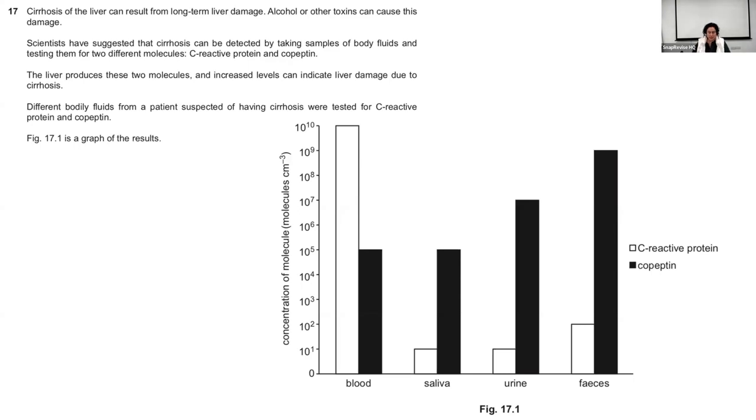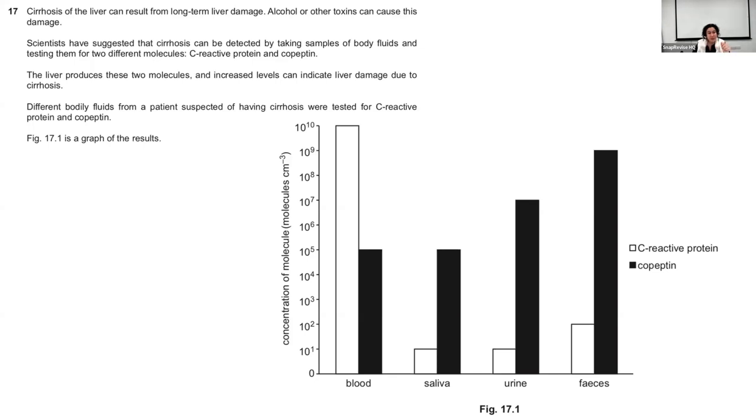So this is the full question. Cirrhosis of the liver can result from long-term liver damage, and alcohol or other toxins can cause this damage. Scientists have suggested that cirrhosis can be detected by taking samples of body fluids. Oh, sorry, yes, we were meant to read this first. Sorry, guys, completely my bad. It's just the slides were a bit the wrong way around. So scientists suggest that cirrhosis can be detected by taking samples of body fluids and testing them for the molecules C-reactive protein and copeptin. The liver produces those 2 molecules, and increased levels can indicate liver damage due to cirrhosis.